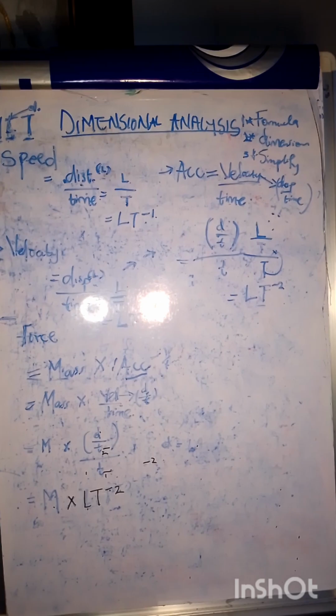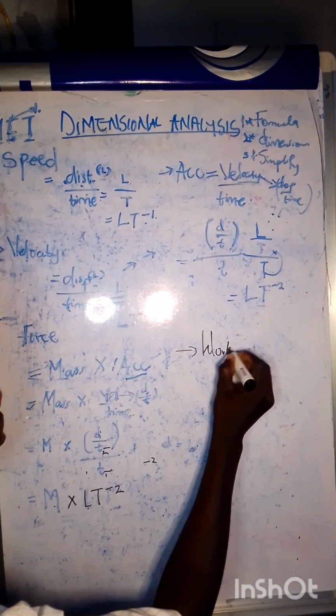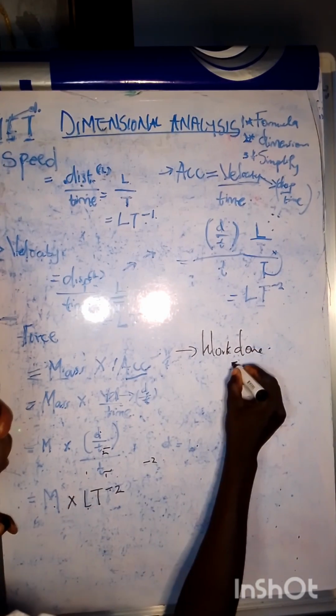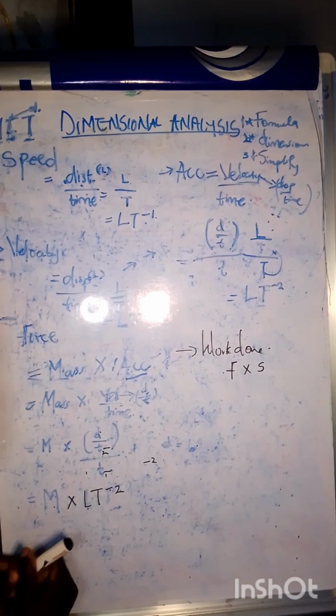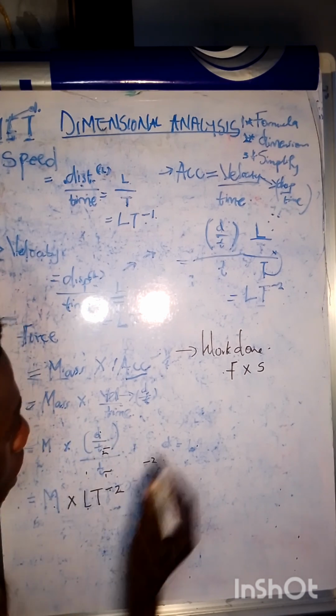Are you with me? So let's go to another question. Let's solve for that of work done. You see your work done. Let's do it here. So what is work done? Work done is the product of force and distance. Just like I said, if you want to look for the dimension of a given quantity, you have to note the formula first. And this is the formula of work done.